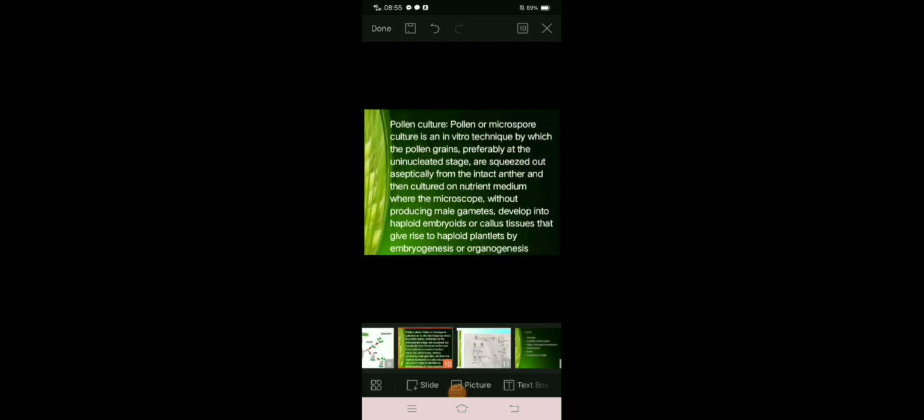Then next is pollen culture. Pollen or microspore culture is an in vitro technique by which the pollen grains, preferably at the uninucleate stage, are squeezed out aseptically from the intact anther and then cultured on nutrient medium, where the microspores, without producing male gametes, develop into haploid embryos or callus tissues that give rise to haploid plantlets by embryogenesis or organogenesis.